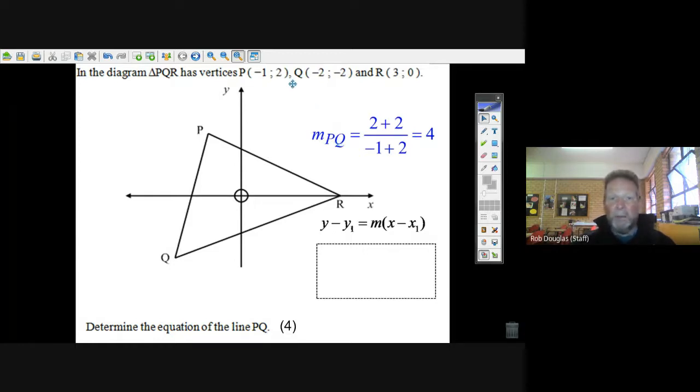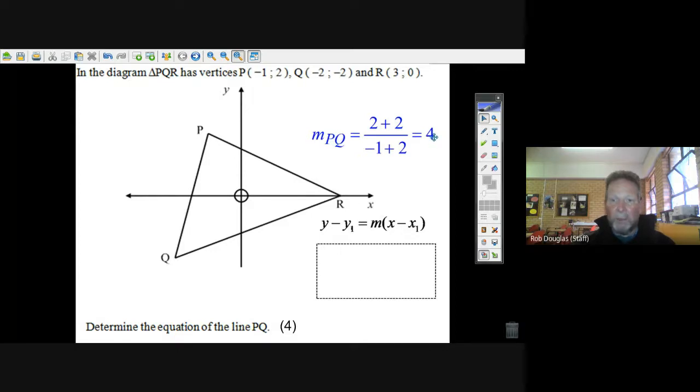And all we do is subtract the y values. It doesn't matter which way you go, as long as you're consistent. Let's start with P. 2 minus minus 2 turns into 2 plus 2. And then -1 minus minus 2 turns into -1 plus 2. Well, 2 plus 2 is 4, -1 plus 2 is 1, and 4 divided by 1 is 4. We've got the gradient of PQ.